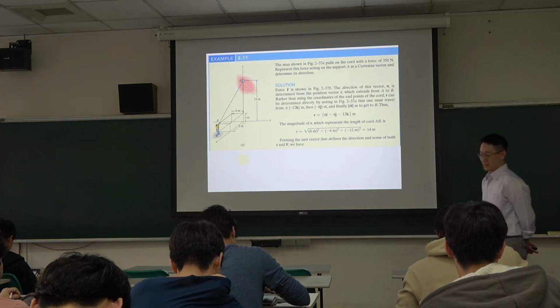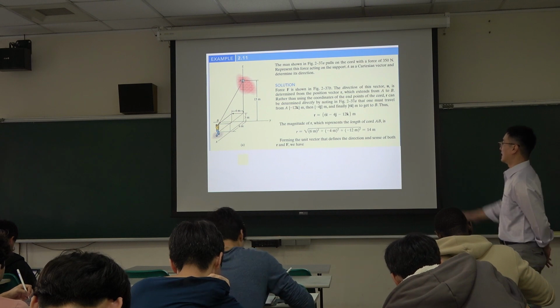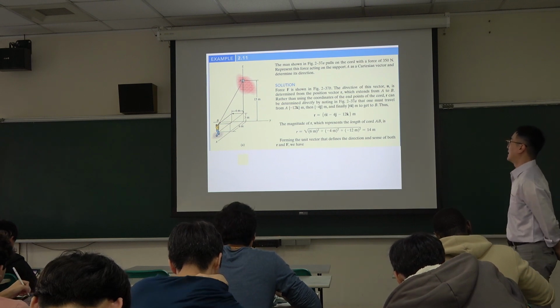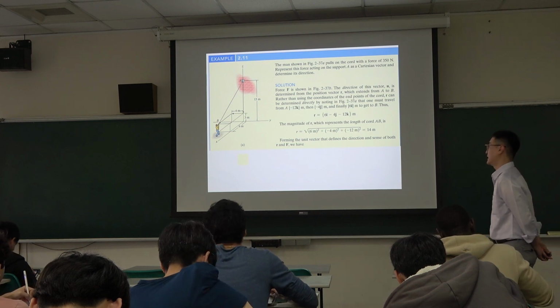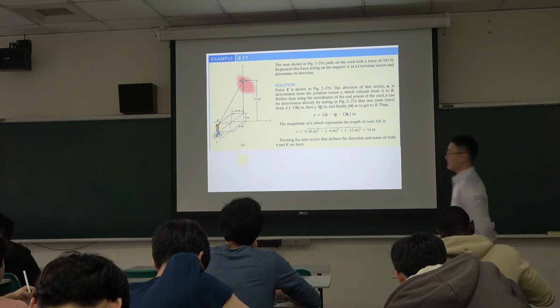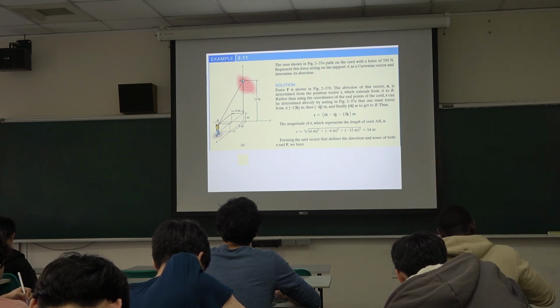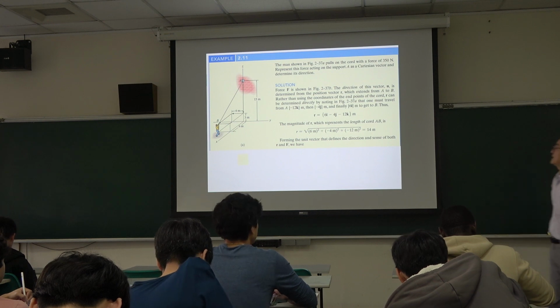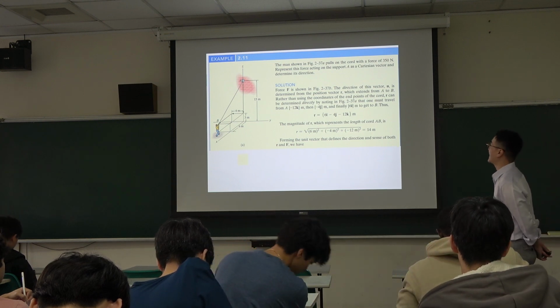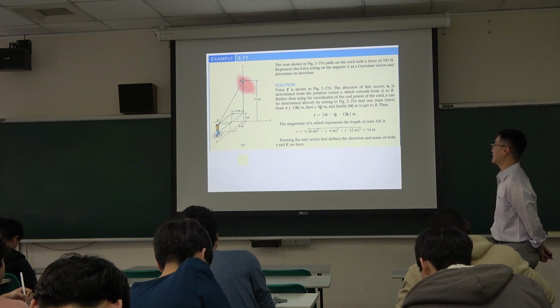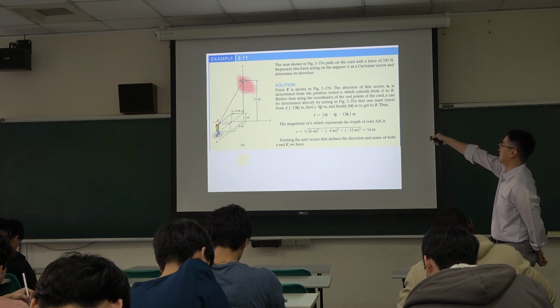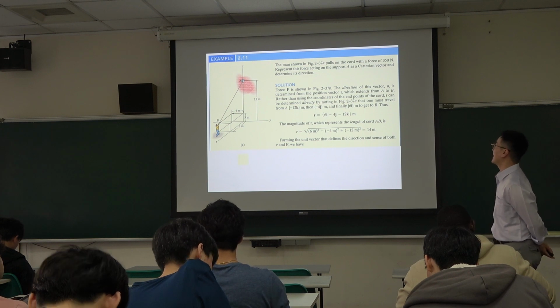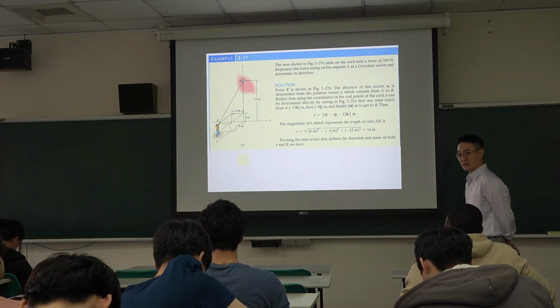Okay, so here, this example shown in this figure: a man pulls on the cord with a force of 350 Newton. Represent this force acting on the support A as a Cartesian vector and determine its direction. Okay, we want to represent this force using a Cartesian vector and also want to know its direction.